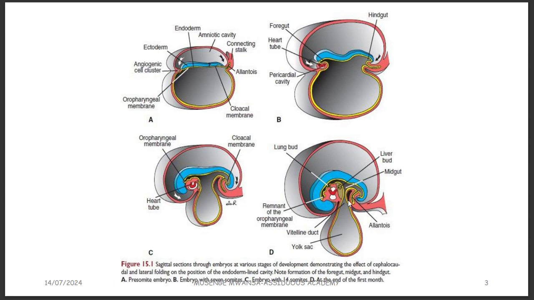Can you see? Okay. So the front here is going to form the foregut. The end is going to form the hindgut. The middle forms the midgut. You can see that the yolk sac remains outside the embryo, and also at the end the allantois remains outside the embryo, and the midgut is still attached to the yolk sac via the vitelline duct.